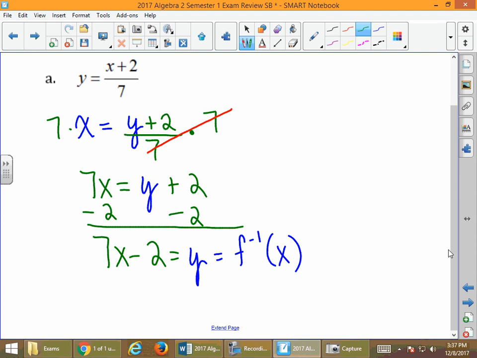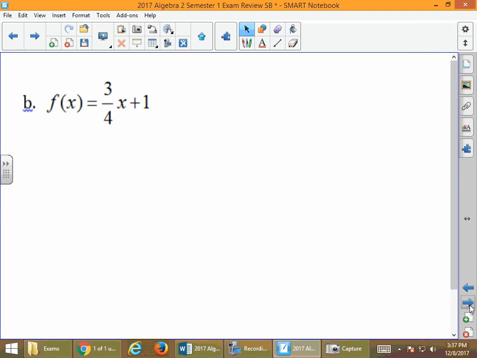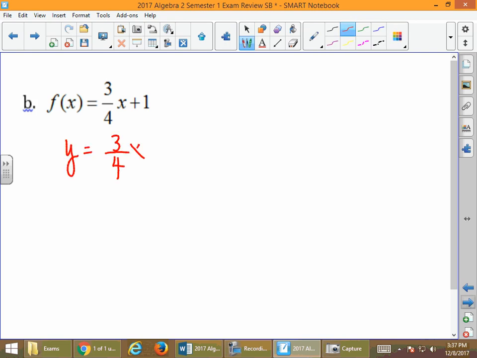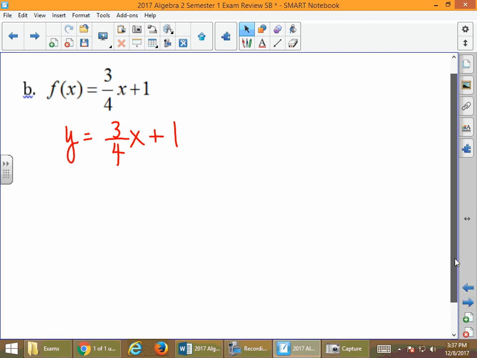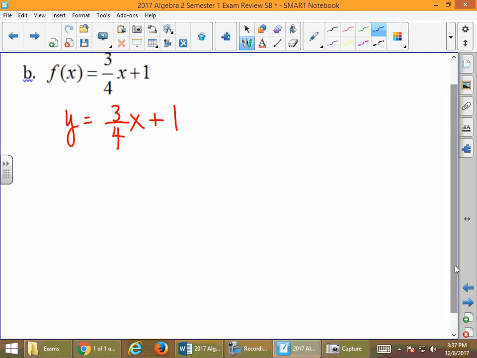Let's try another one. There's f of x. So now we have this in function notation. The first thing that we want to do is, instead of writing f of x, let's rewrite f of x as y. And in fact, let's just write down the whole problem again. Y equals 3/4 x plus 1. We need to switch the x and the y to find the inverse. Once again, x is going to go where y went, y is going where x went. Nothing else changes. So we get x equals 3/4 y plus 1.